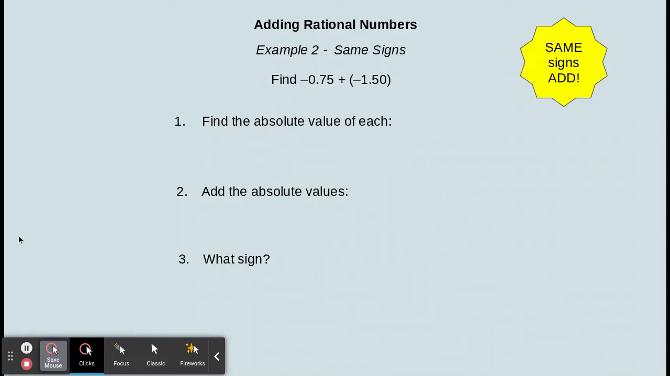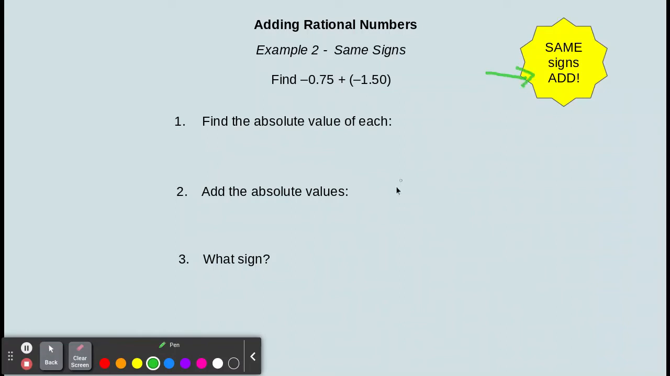Remember, when they have the same signs, we add. We have a negative 0.75 and a negative 1.5. That means we're going to end up adding, aren't we? But the first step is to find the absolute value of each. What's the absolute value of negative 0.75? It's 0.75. And the absolute value of negative 1.5 is 1.5. Now we're going to add these absolute values.